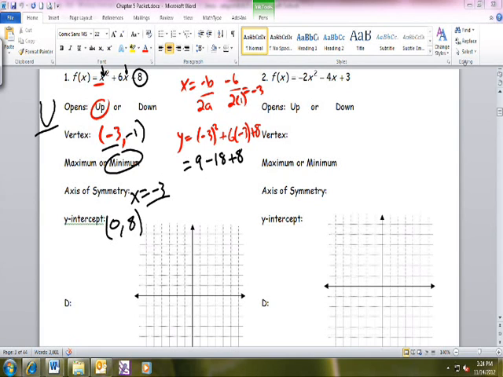Once we have all of our data here, we are just going to plot everything we know. So we're going to plot our ordered pairs first. Our vertex, negative 3, negative 1. It's one spot. Our y-intercept, 0, 8: 1, 2, 3, 4, 5, 6, 7, 8. A little bit off the graph. And we're also going to plot our axis of symmetry, a vertical line going through here at negative 3.